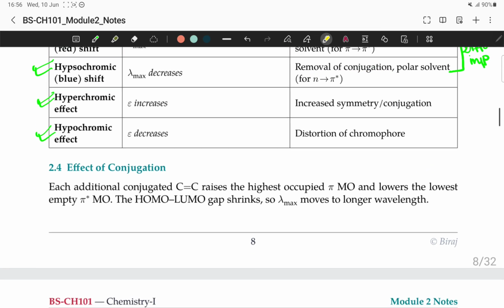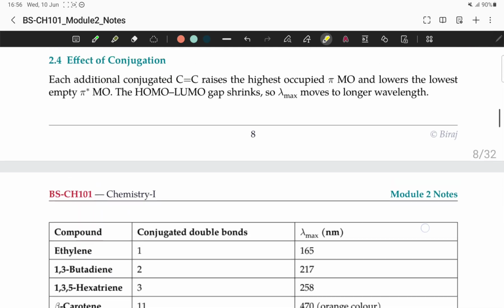Then we have the hyperchromic effect: the intensity, that is epsilon, of the peak increases, and in the hypochromic effect the intensity, epsilon, of the peak decreases. Fine. Why are these happening? Because of symmetry, it increases in the case of hyperchromic, and in hypochromic there is distortion of the chromophore.